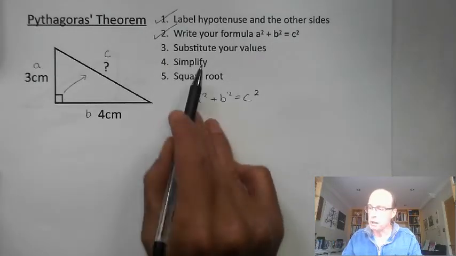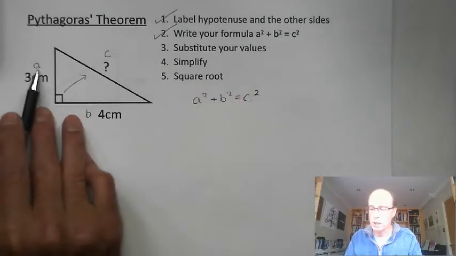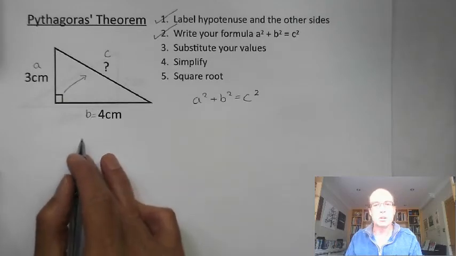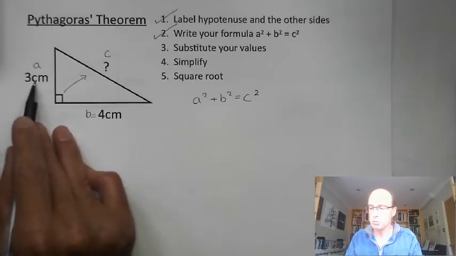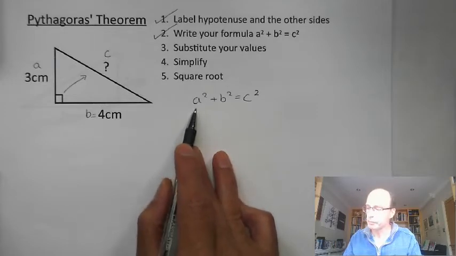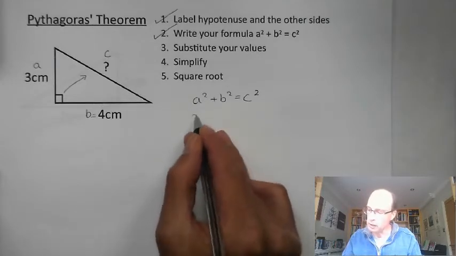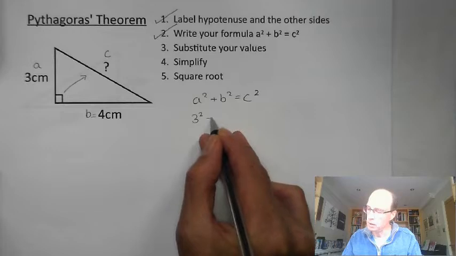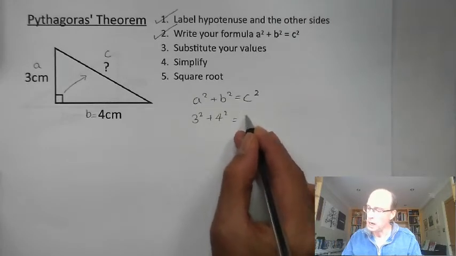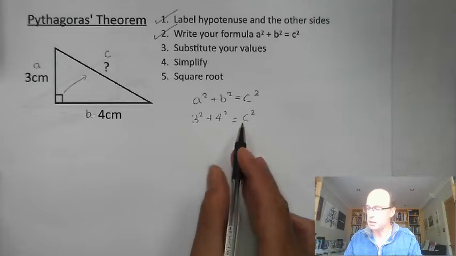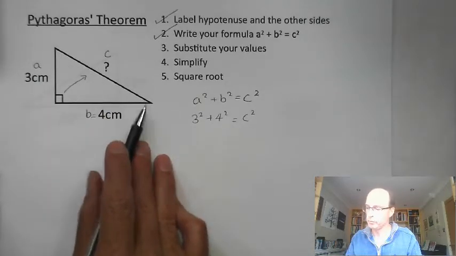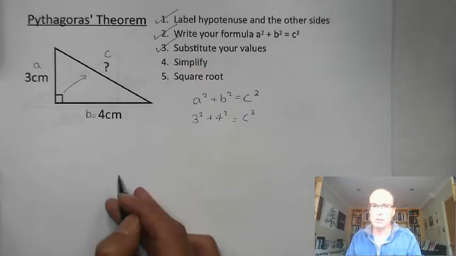Next step, we're going to substitute our values. Well, we know that the value of A is 3 and the value of B is equal to 4 centimetres. So I'm going to substitute those two values into Pythagoras' formula. So A is 3, so that's going to give me 3 squared. B has got the value 4, so that's plus 4 squared, and that's going to equal C squared. I don't know what C is, it's the variable that I'm trying to find. It's the length of my hypotenuse. So I've substituted my values, I've done step 3.